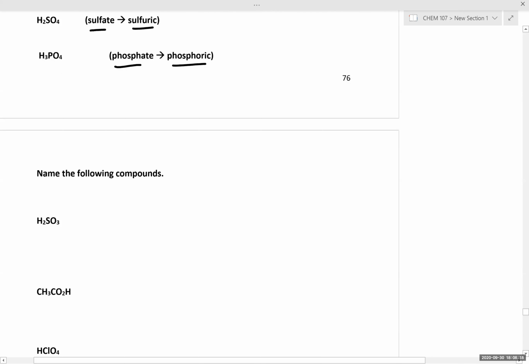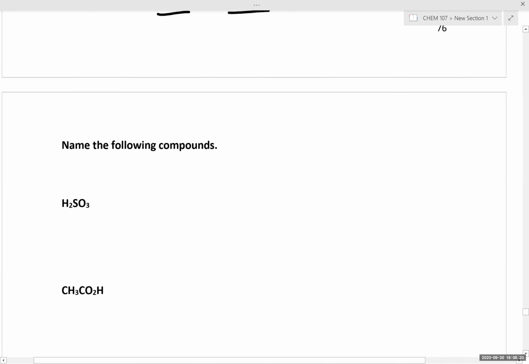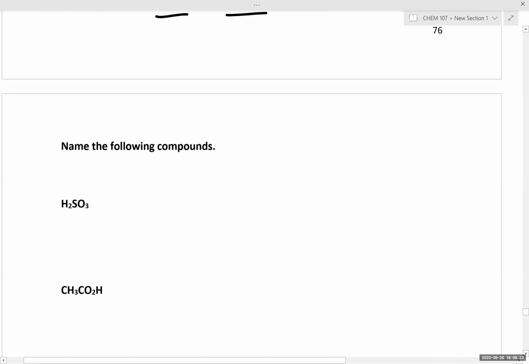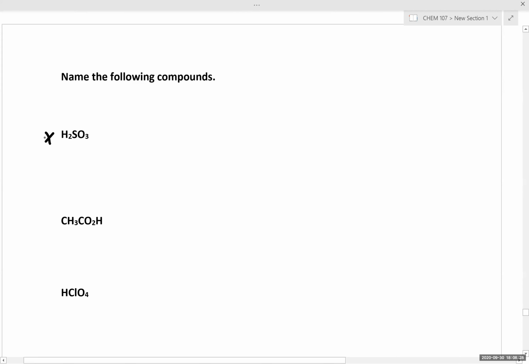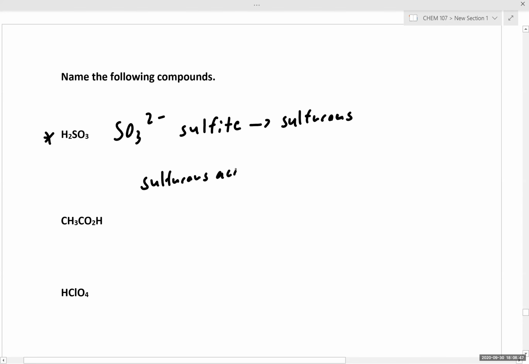Okay, so let's now focus on naming the following compounds. So I'll do the first one, you'll do the next two. H2SO3. So SO3 2 minus is known as sulfite. Sulfite turns into sulfurous. So we name this as sulfurous acid. So ITE is replaced with OUS. Does that example make sense?